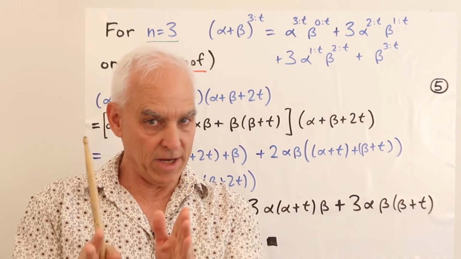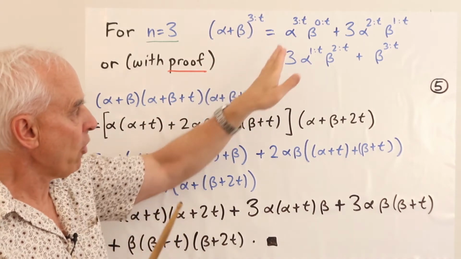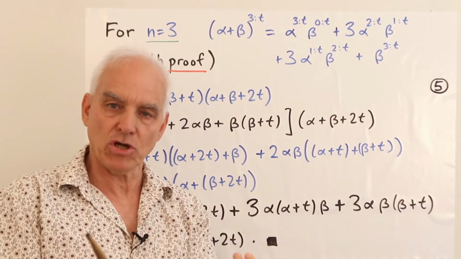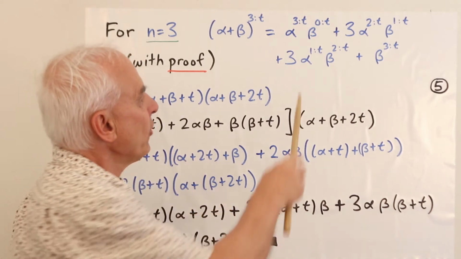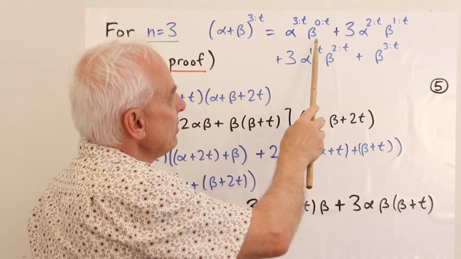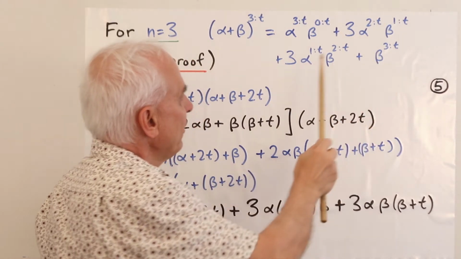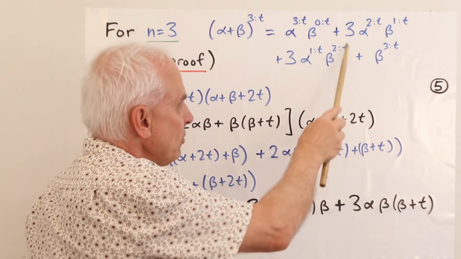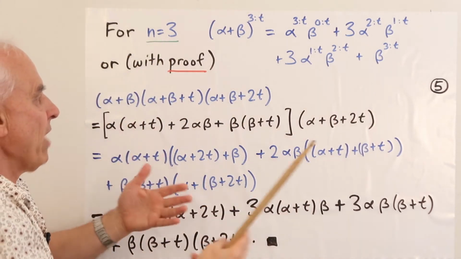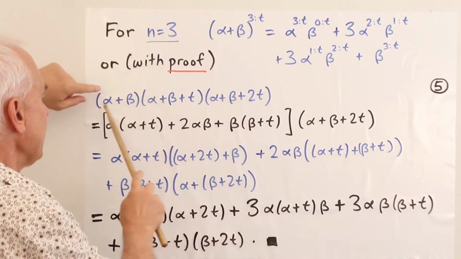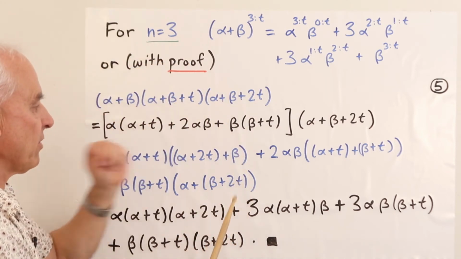Okay, so let's look at the n equals 3 case. Alpha plus beta to the 3 colon t, that's on the left-hand side. And over here, it's like a binomial expansion of alpha plus beta cubed. But instead of having pure powers, we have these ladder powers. So alpha to the 3 colon t, beta to the 0 colon t, plus 3 alpha 2 colon t, beta 1 colon t, plus 3 alpha to the 1 colon t, beta 2 colon t, plus beta to the 3 colon t. And when we write out what all these things are, the left-hand side is alpha plus beta times alpha plus beta plus t times alpha plus beta plus 2t, altogether 3 terms.